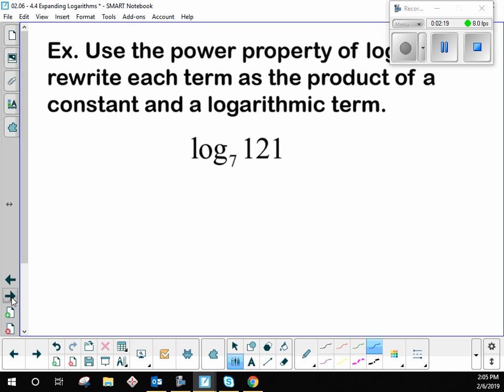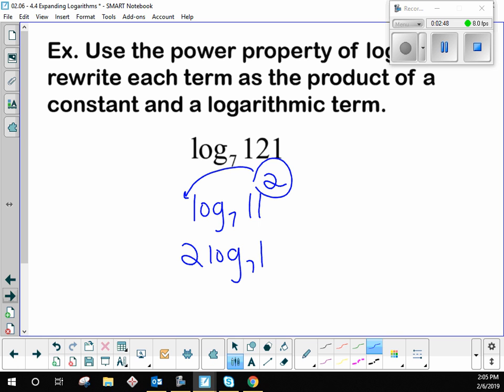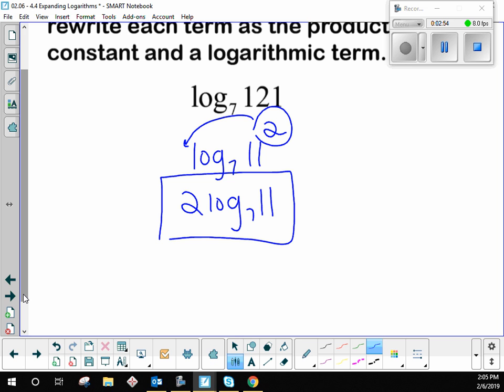Okay, this one also says to use the power property, but here's the problem. I don't see a power anywhere. How could I rewrite this so that there was a power? 11 squared, absolutely. Okay, so be aware of how you might be able to write things as squares or cubes or something like that. So log base 7 of 11 squared. Now guess what I'm going to do with that 2? Move it to the front, right? So it's going to become a coefficient, 2 log base 7 of 11. Anybody need that up anymore? We all got that?